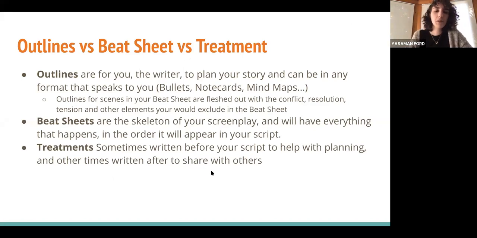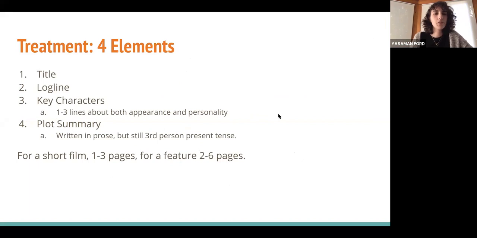And then treatments. Sometimes treatments are written before you write a script as a helpful tool to help you develop it. And sometimes they're written afterwards if you're trying to sell your script and the person trying to buy it doesn't want to read your entire script unless there's proof that it's going to be interesting. If you're writing a short film, a treatment is usually 1 to 3 pages, and if you're writing a feature, it's usually 2 to 6 pages.